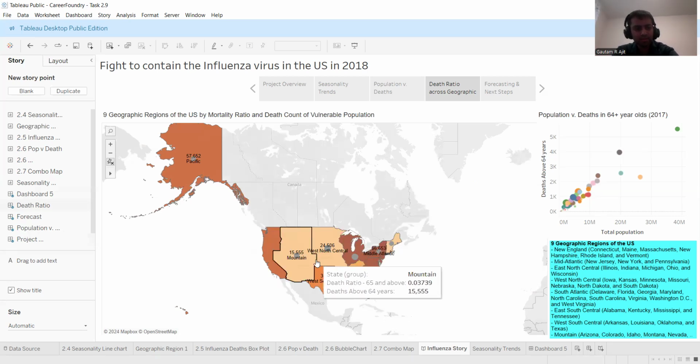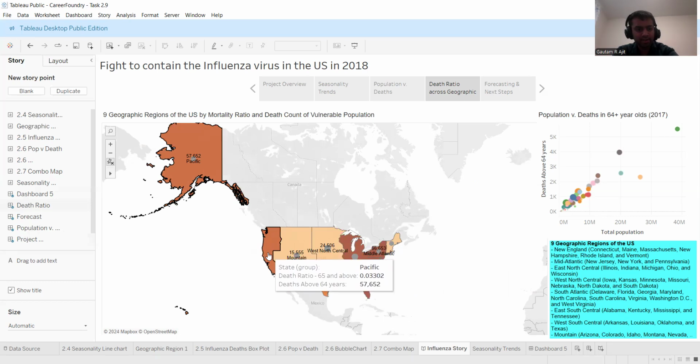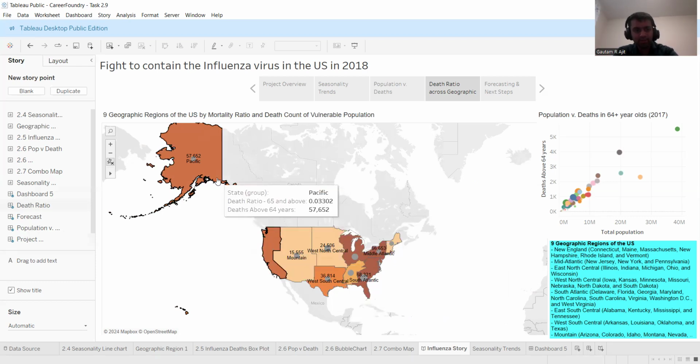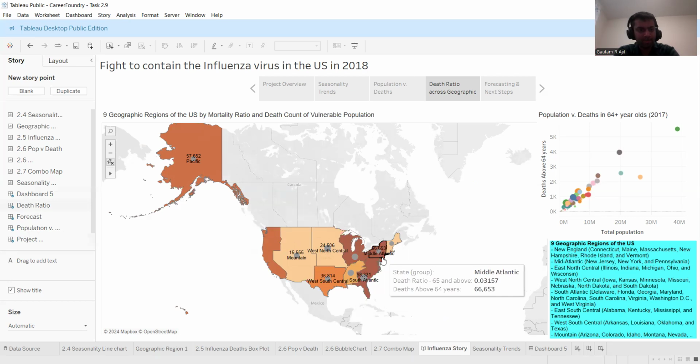So here the more saturated or darker the shade of the state, the higher the death toll. So the West South Central region, where Texas is, and the western regions like the Pacific region, which comprises of California and states, and New York, New Jersey, and Pennsylvania, make up the Middle Atlantic. One interesting thing to notice here is that the virus spread seems to be concentrated in the western and eastern coast of the US, while the central regions seem to be doing fairly better.